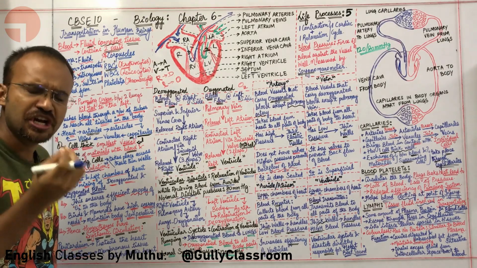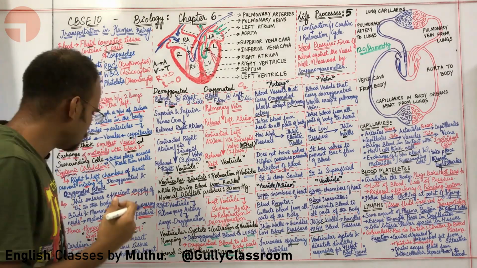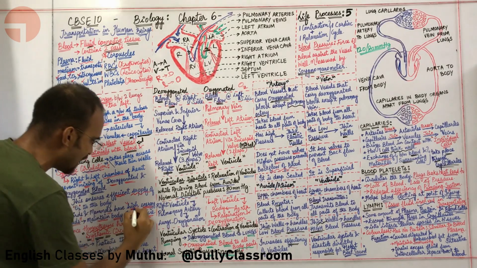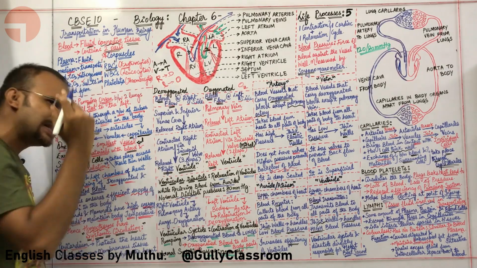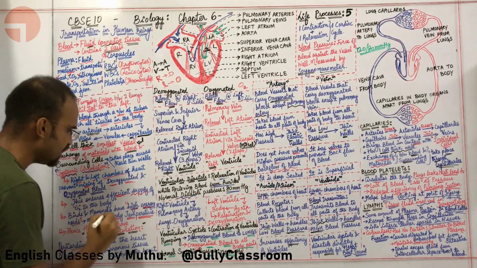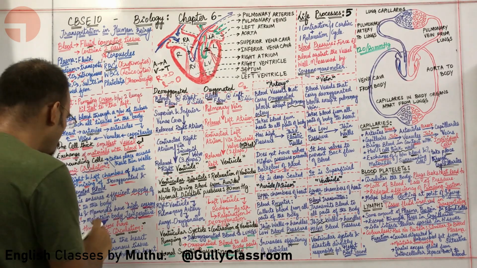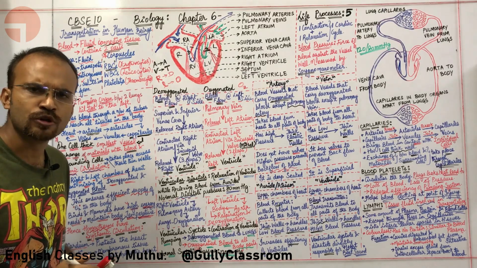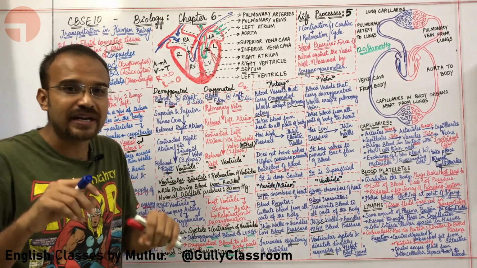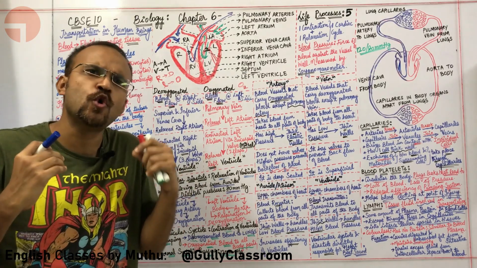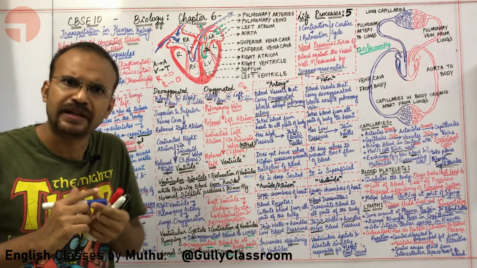Why do we need to supply a lot of oxygen to the body parts? Because birds and mammals have high energy needs. Why do birds and mammals have high energy needs? They need to maintain their body temperature because they are homeotherms. What are homeotherms? Homeotherms are organisms which have a warm body temperature. Why do homeotherms have a warm body temperature?